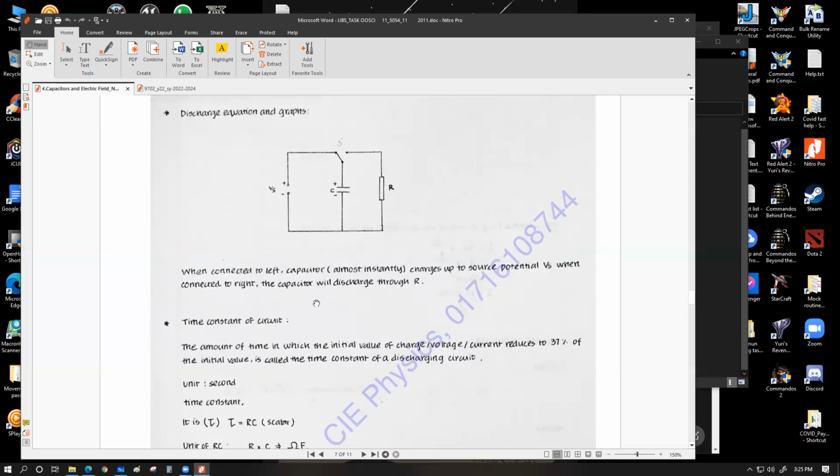Time constant of a circuit. আচ্ছা, এই জিনিসটার মিনিংটা খেয়াল করো। টাইম কনস্ট্যান্টটা ডিফাইন করা হচ্ছে একটা ম্যাথমেটিক্যাল টার্ম দিয়ে। ম্যাথমেটিক্যাল টার্মটা কেন ভ্যালিড সেটা আমি একটু পরে দেখাচ্ছি। The amount of time in which the initial value of charge or voltage or current reduces to 37% of the initial value is called the time constant of a discharging circuit. What is really important is to not to mess up this preposition. What do you read here? Reduces এর পরে কি লেখা আছে?